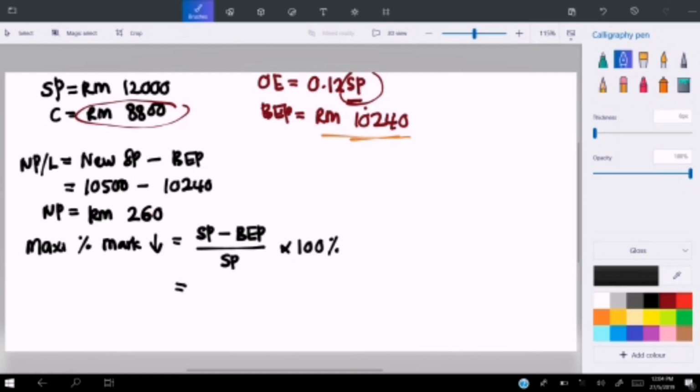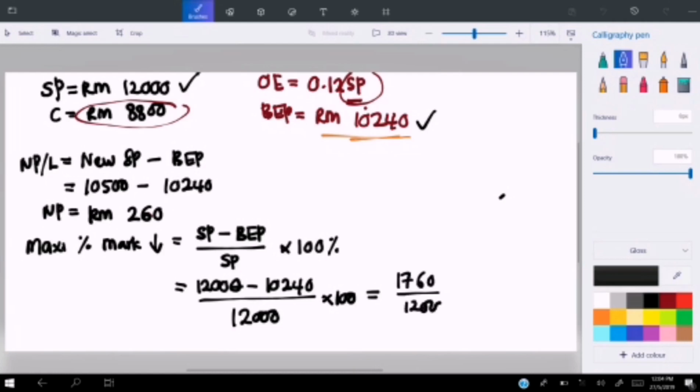So we insert all the values. The SP is 12,000. The break-even price is 10,240, divided by the 12,000, multiplied by 100. So we will have the numerator as 12,000 minus 10,240. So we get 1,760 over 12,000, and then we have to multiply by 100. So we'll get 14.67%, meaning that the seller can only make up to a maximum of 14.67% markdown if he does not want to incur any loss.